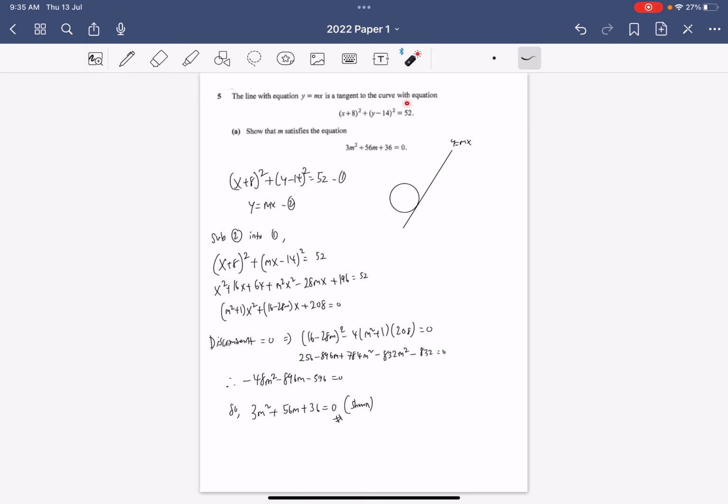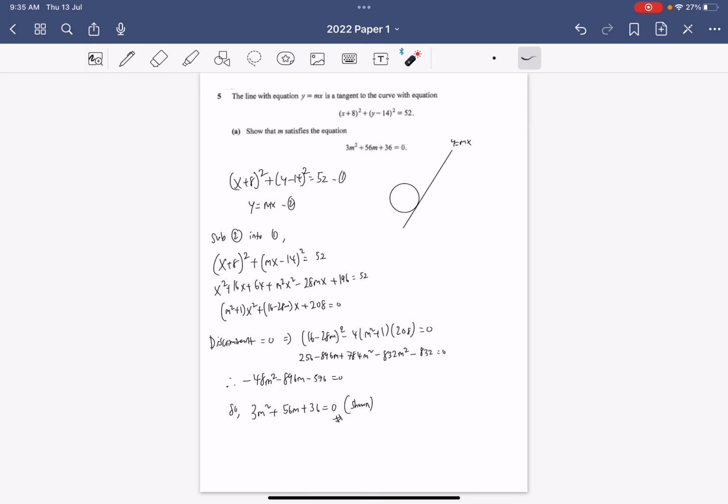So what do I mean by that? Well, you are given a curve which is an equation of a circle. So you've got a circle over here, and you know that a line is tangential to it. So you've got two equations, and normally how will you solve for the point of intersection? Well, you just take 2 sub into 1, right?